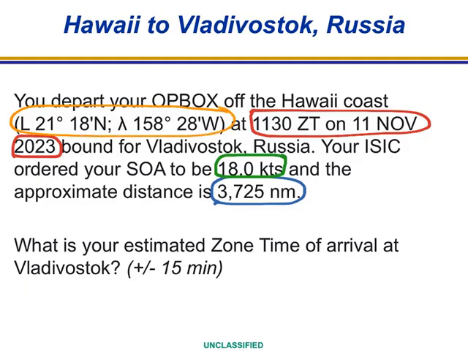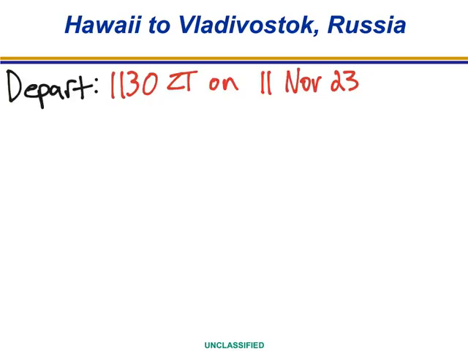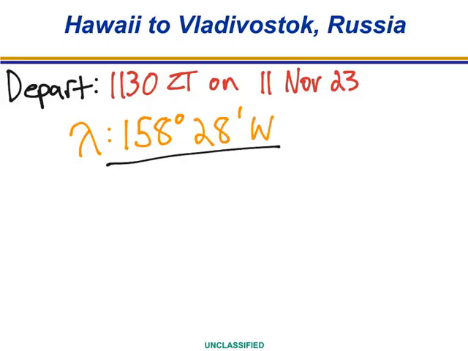Based off of this, our position in that op box, we're going to use a piece of it, this longitude, to figure out what zone description we should be using. So let's write that in here. Our longitude is currently 158 degrees, 28 minutes west. To figure out what zone description we should be in, we're going to take that and we're going to divide it by 15 degrees, because each time zone is made up of 15 degrees of longitude.